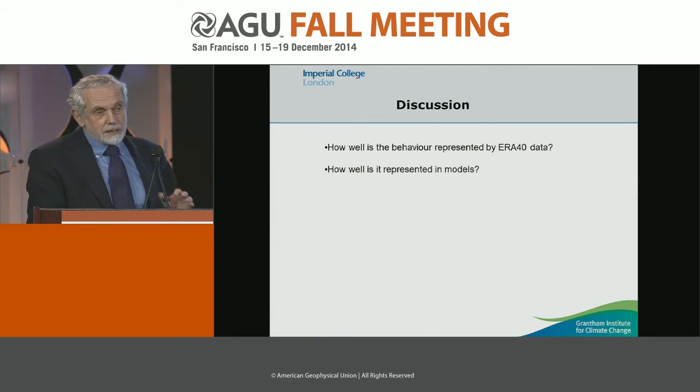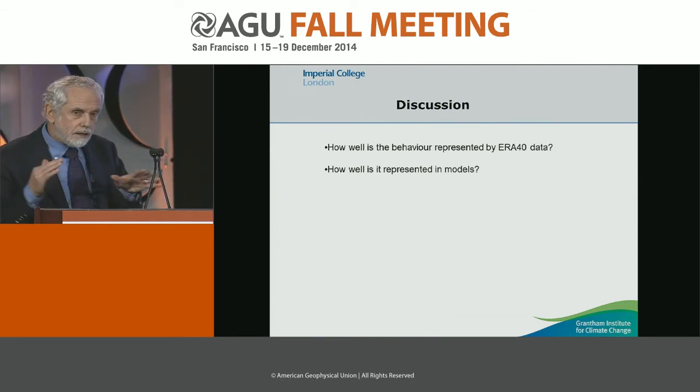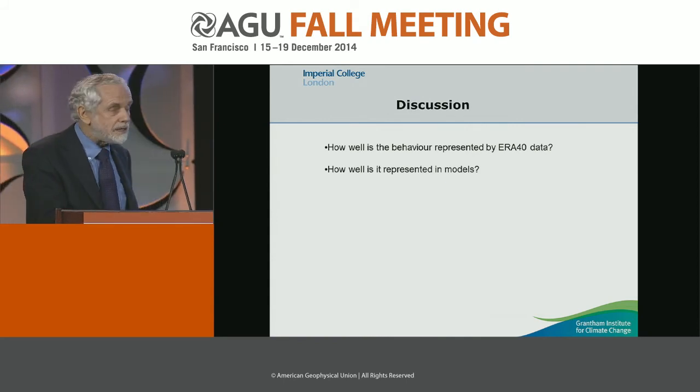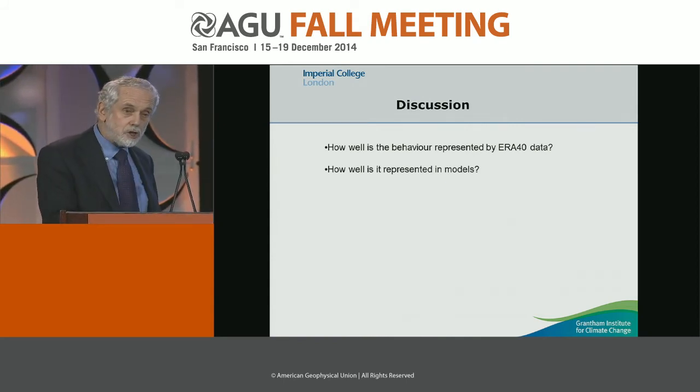How well is it represented in models? These are very shallow structures. They're associated with equatorial waves that are notoriously badly represented in models. We haven't looked yet, but I intend to.